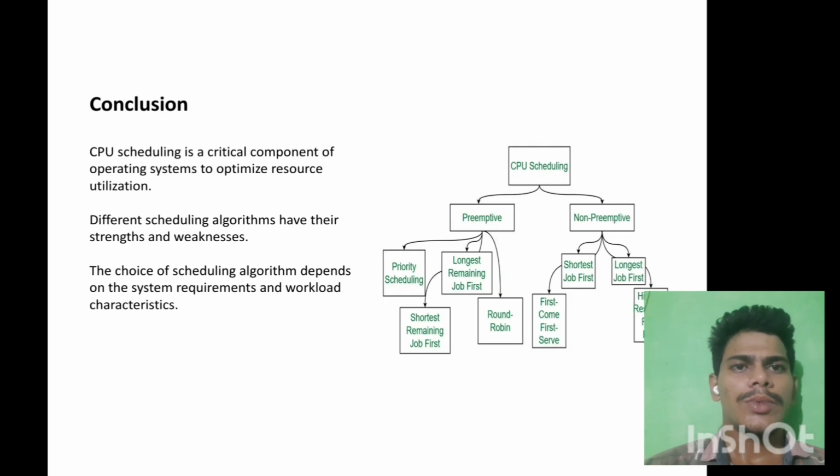Conclusion: CPU scheduling is a critical component of operating systems to optimize resource utilization. Different scheduling algorithms have their strengths and weaknesses. The choice of scheduling algorithm depends on the system requirements and workload characteristics.